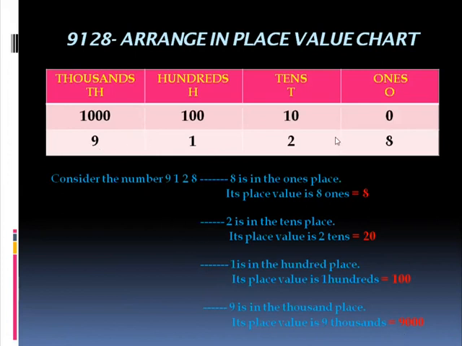9, 1, 2, 8. 8 is in the ones place, so the place value of 8 is 8. 2 is in the tens place, so the place value of 2 is 20. 1 is in the hundreds place, so the place value of 1 is 100. 9 is in the thousands place, so the place value of 9 is 9,000. Okay, we will take one more example now.